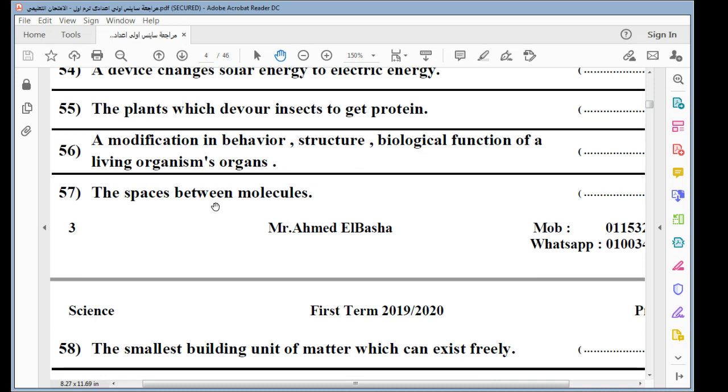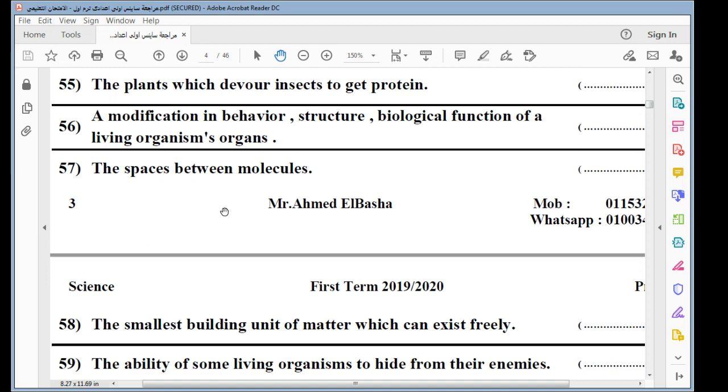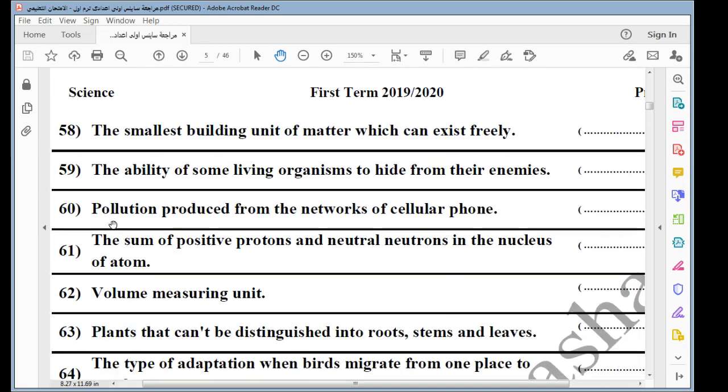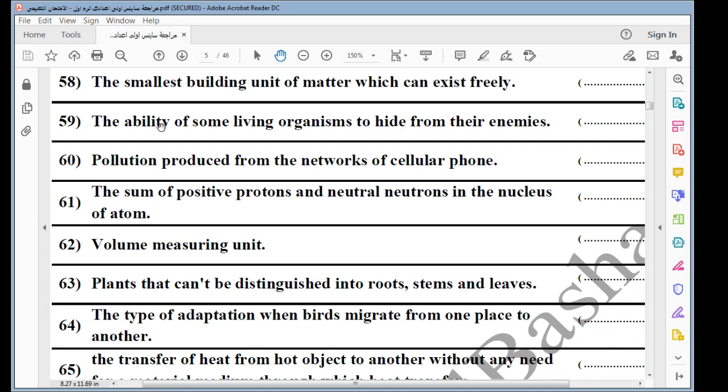57: the spaces between molecules. Of course, these are intermolecular spaces. Okay, 58: the smallest building unit of matter which can exist freely. Of course, this is the molecule. 59: the ability of some living organisms to hide from their enemies. Of course, this is camouflage.